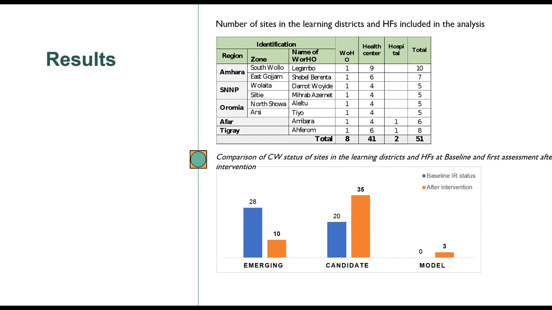But after the first round of intervention, we brought down the number of emerging facilities from 28 to 10 and increased the number of candidate facilities from 20 to 35, and were able to create 3 model facilities. And this has been a major improvement from what was in the baseline. Next slide, please.